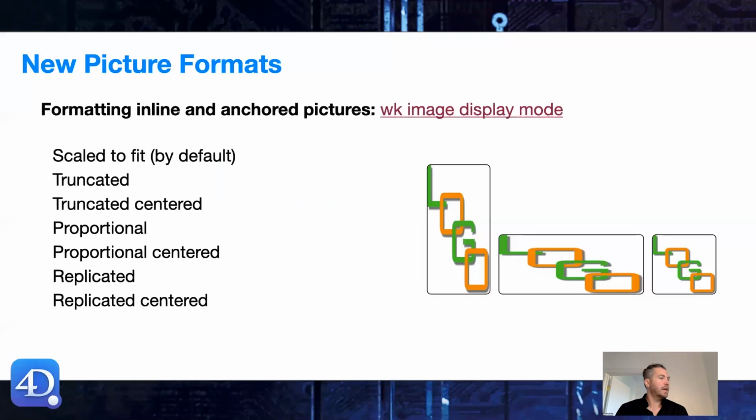Starting with v19 R2, both inline and anchored images in 4D Write Pro documents benefit from 7 new formatting types, thanks to the new WK image display mode attribute. That's scaled to fit, truncated, truncated centered, proportional, proportional centered, replicated, and replicated centered. These can be a very big help and should help you to get your picture looking right in 4D Write Pro.